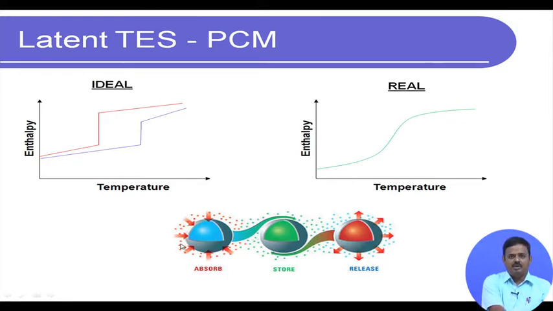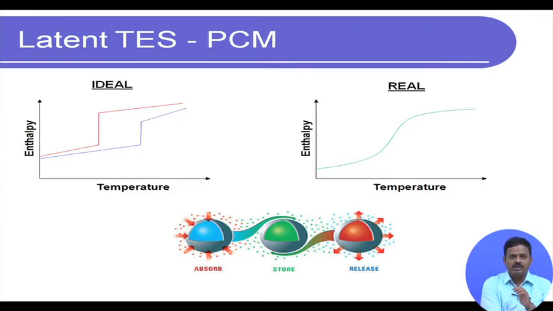In PCM, what is the principle on which it acts as energy storage? As it absorbs heat it melts, it changes phase, the solid becomes liquid, and the energy is stored. Then when we cool it down the energy is released and it changes its phase back. This is the principle of operation of thermal energy storage using latent heat.